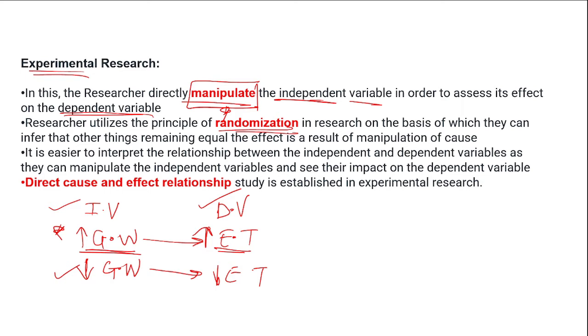Let's see the next point. This last point is a very important point. What is the main aim of experimental research? Experimental research makes it easier to interpret the relationship between the independent variable and the dependent variable. We manipulate the independent variable to see the effect or impact on the dependent variable through cause and effect relationship. This is the main aim of experimental research, and this is all about experimental research. Hope you guys understand this. Let's see another question.